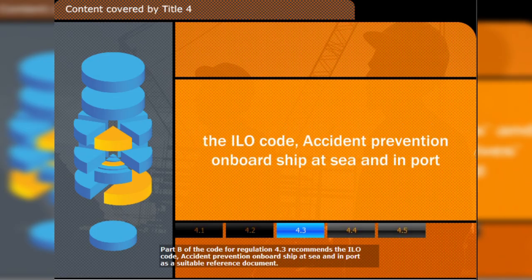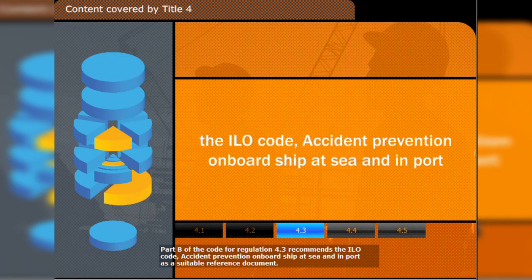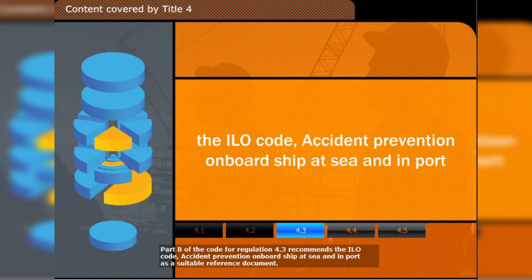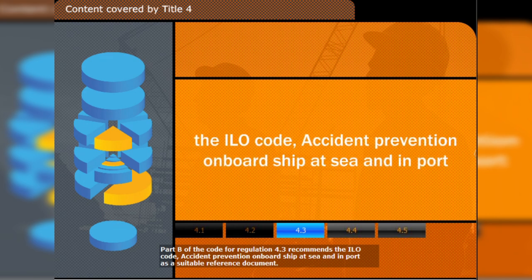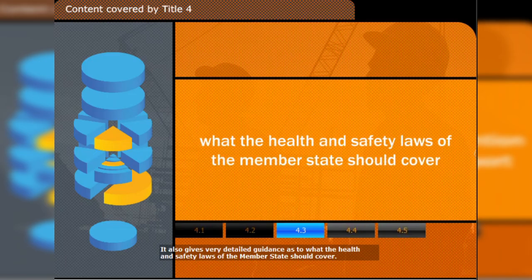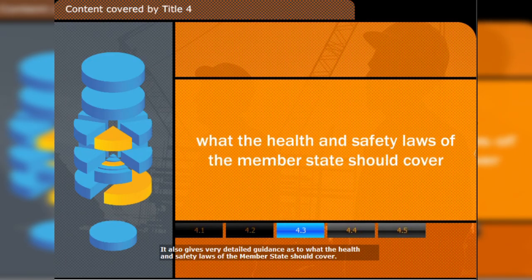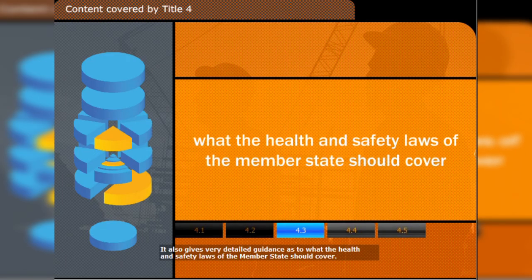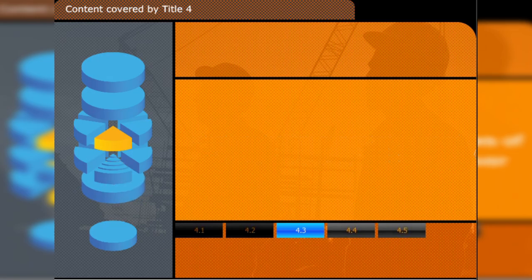safety. Part B of the Code for Regulation 4.3 recommends the ILO Code Accident Prevention on Board Ship, at Sea and in Port as a suitable reference document. It also gives very detailed guidance as to what the health and safety laws of the member state should cover.